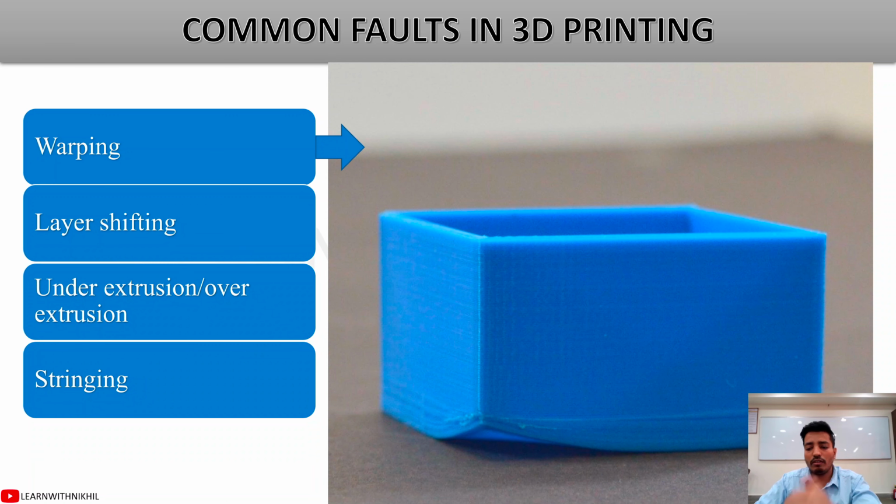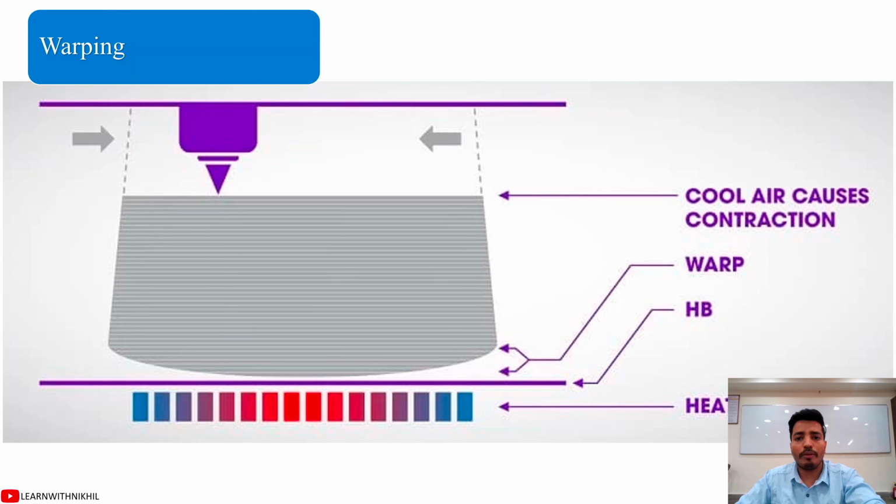So I have one more image of warping. This is the nozzle, this is the filament, this is the hot part, and this is the cool part. If the bed level, that is the build plate, is not evenly heated, what will happen? This part will remain cool, and if this part remains cool, then it will contract from the edges. This is called warping. So the center part is hot, and this part is cooling.